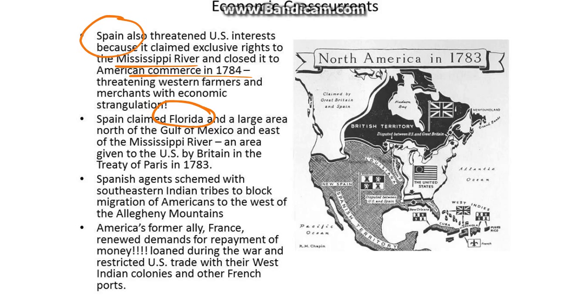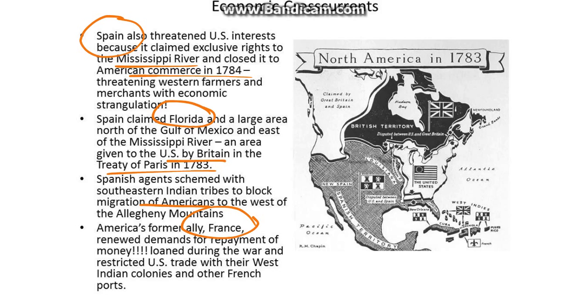Spain claimed Florida and a large area north of the Gulf of Mexico and east of the Mississippi River, an area given to the U.S. by Britain in the Treaty of Paris in 1783. Spanish agents schemed with southeastern Indian tribes to block migration of Americans to the west of the Allegheny Mountains.